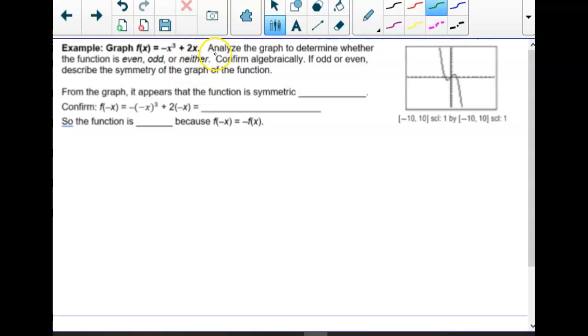Analyze the graph to determine whether this is even, odd, or neither. What do you think? Does this have any symmetry? It appears to have what kind of symmetry? Origin symmetry, okay? Which would mean if it is a function that has origin symmetry, it is called odd.